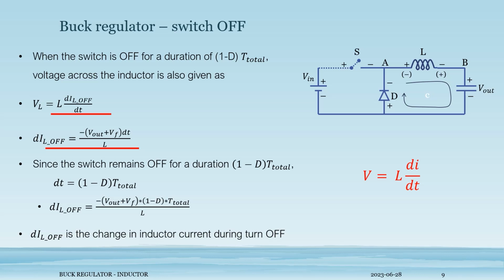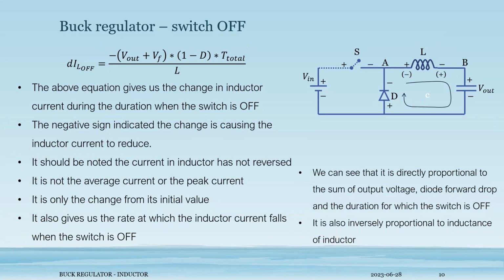If d is the duty cycle applied, then off time is given as 1 minus d into t total. Let us now substitute this in the above equation. We get inductor current during off time as minus of Vout plus Vf into 1 minus d into t total divided by L. Hence, during off time, we can write the change in inductor current as minus of Vout plus Vf into 1 minus d into t total divided by L.